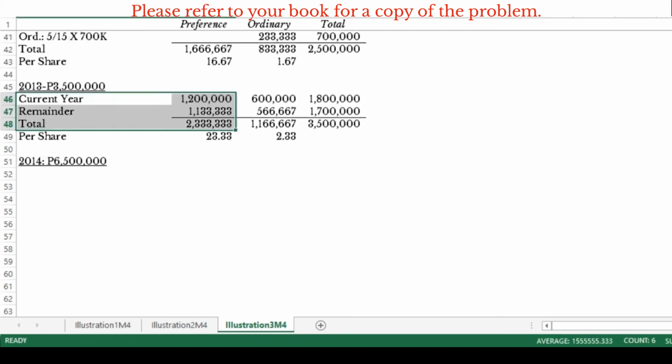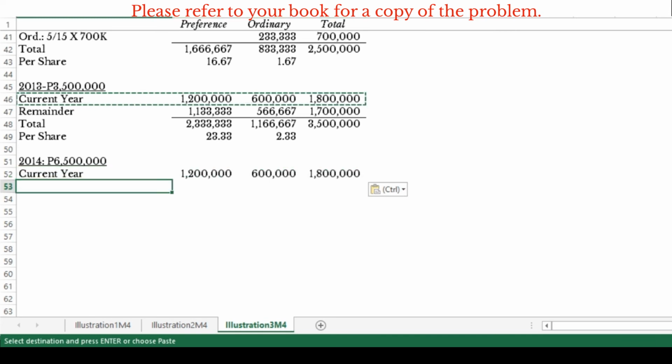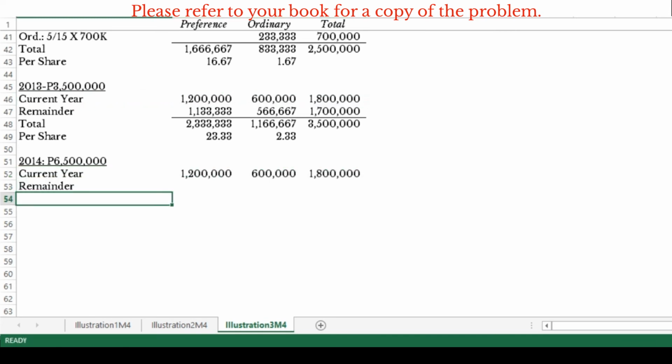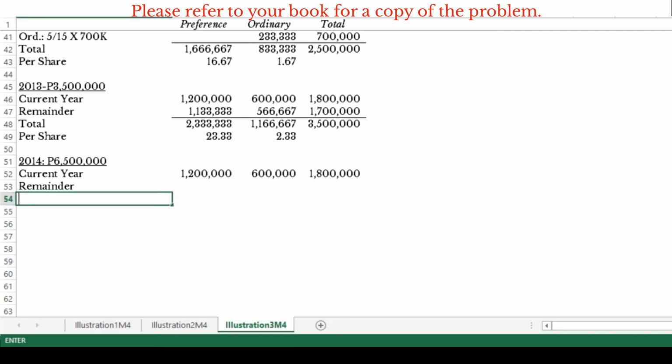So, ganun ulit. We start with the current year. Copy na lang natin yun. Okay. For the remainder, magkano yung tira natin for this one? We have 6.5 minus 1.8 million. We still have 4.7 million to allocate between the preference and ordinary shares. So again, ang share ni preference dito would be 4.7 million times 10 over 15. That would be 3,133,333.